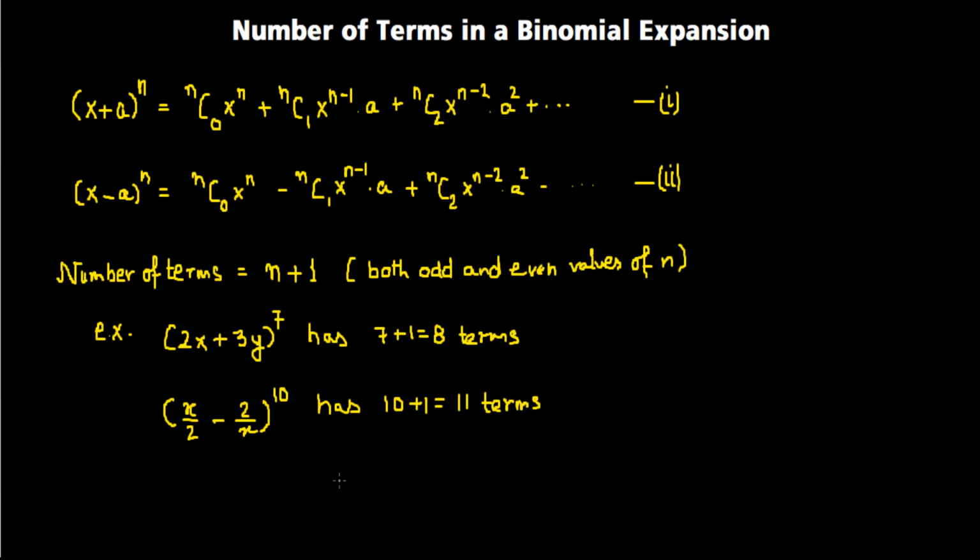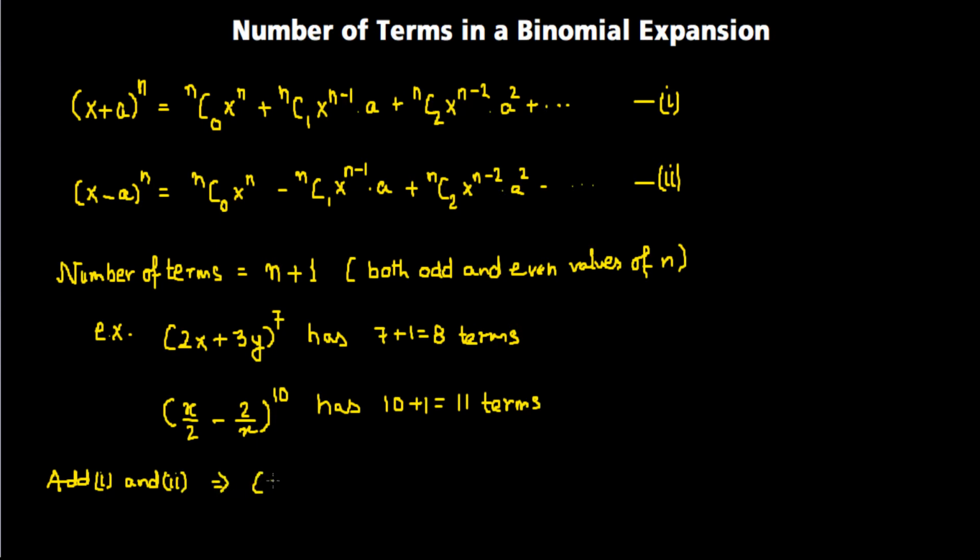So far so good. Okay. So we can easily find out the number of terms for any positive index n. Now what we do is we're going to add 1 and 2. So we're going to add equation 1 and equation 2.